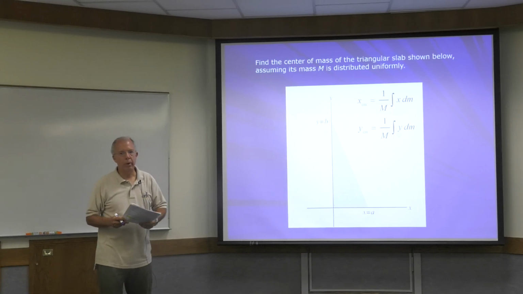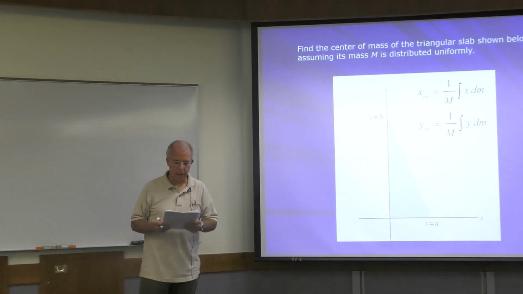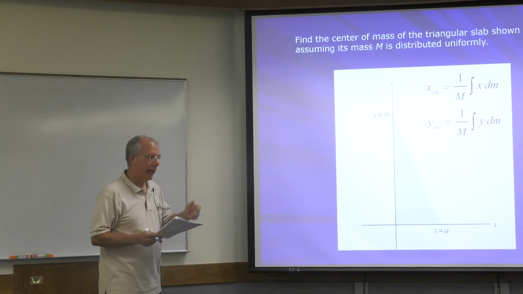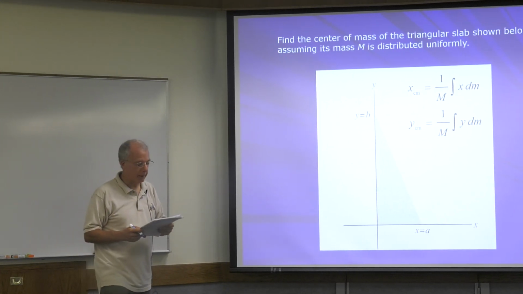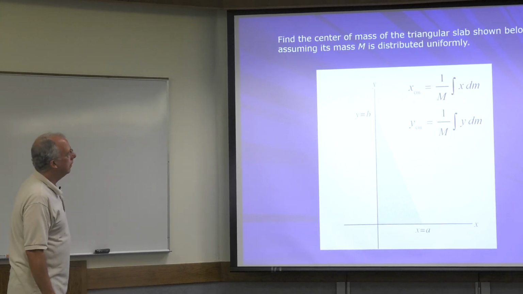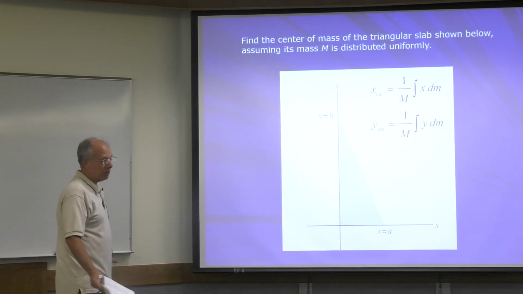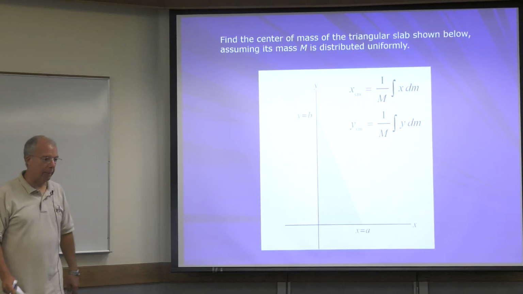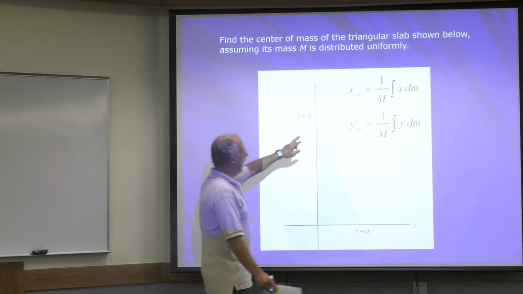All right, so we're going to do an example now of one of these center of mass calculations. And if you've had calculus, which you have, you may have done this in your calculus class. Okay, so here we have a uniformly distributed triangular slab. That means the density is uniform, and as we talked about last time, we have to have uniform density. So we want to find the x center of mass.